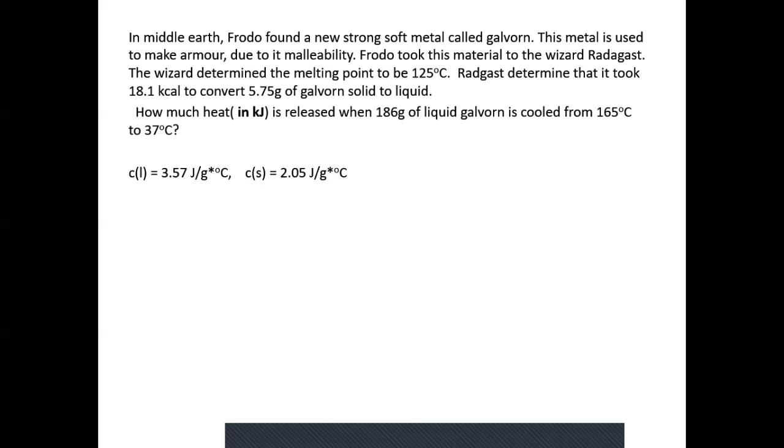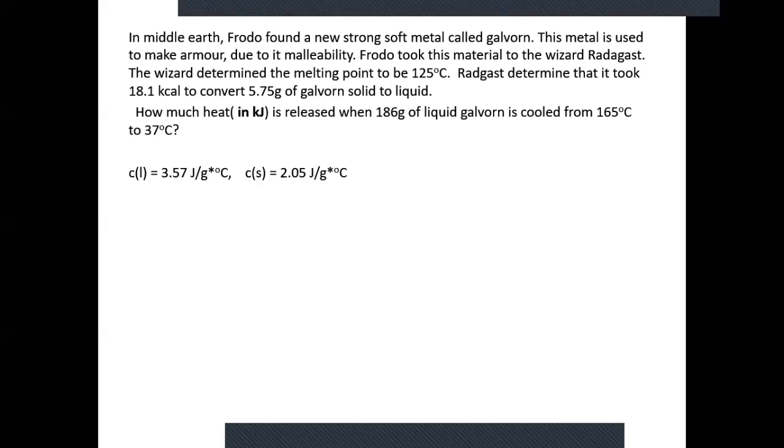And Radagast determined that it took 18.1 kilocalories to convert 5.75 grams of Galvorn solid to liquid. So how much heat is released in kilojoules when 186 grams of liquid Galvorn is cooled from 165 to 37 degrees Celsius? And it gives us the specific heats of Galvorn in the liquid and in the solid state. So let's see what Frodo found.